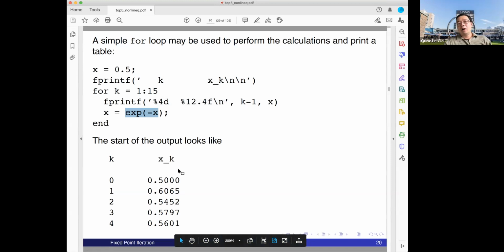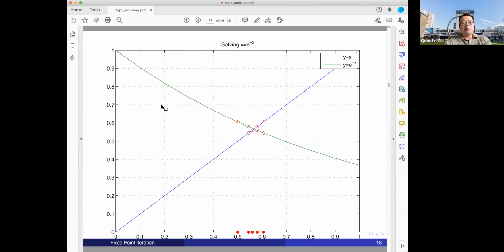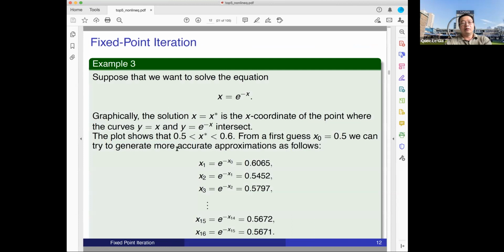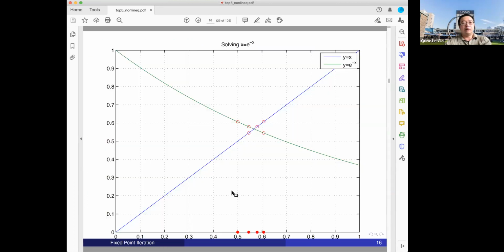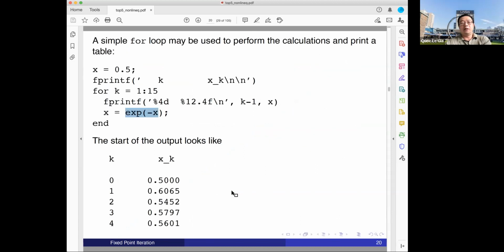Why do you use a for loop? No, there's no reason here, because in the algorithm I don't say how to stop the algorithm. So I can use a for loop or a while loop. It's up to me. If I give a tolerance, then you need to use a while loop. But here, because we don't specify the tolerance, we just say that I want 15 iterations, then I just use a for loop.